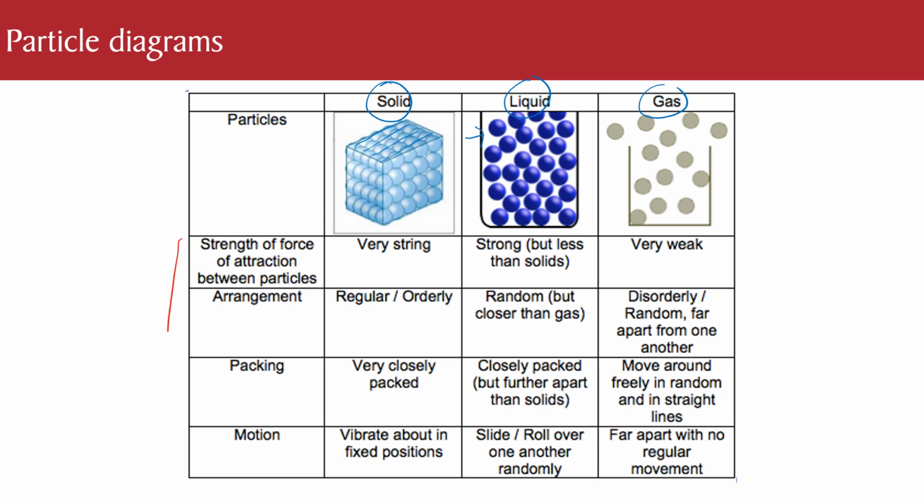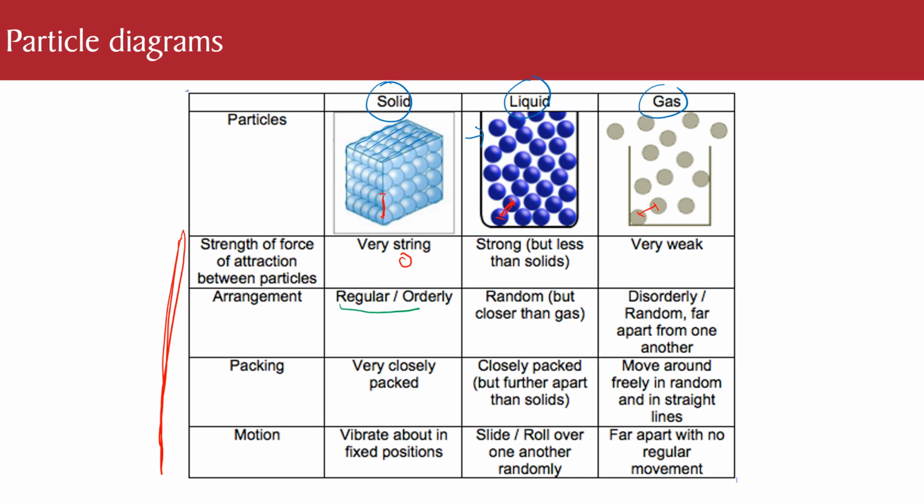I've then split it up into 4 different titles. Strength of force of attraction between particles is very strong. I think I put an O in there instead of strong, so very strong. So the forces of attraction between each of those particles is very strong. The force of attraction between those 2 particles is strong, but less than a solid. The force of attraction between those 2 there is incredibly weak.